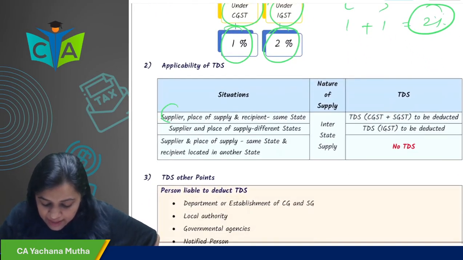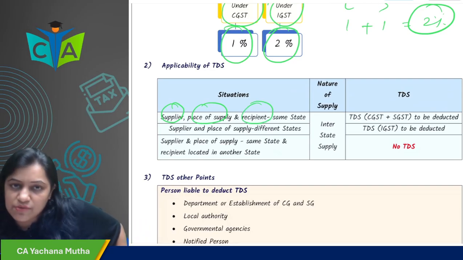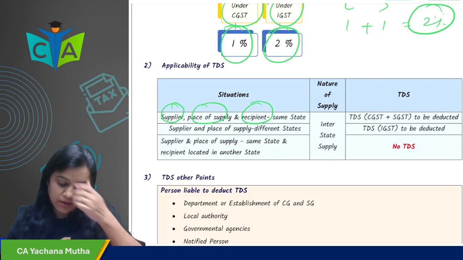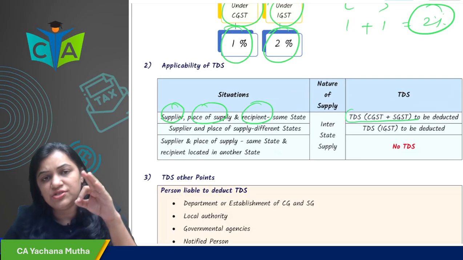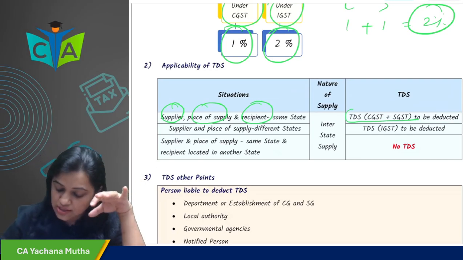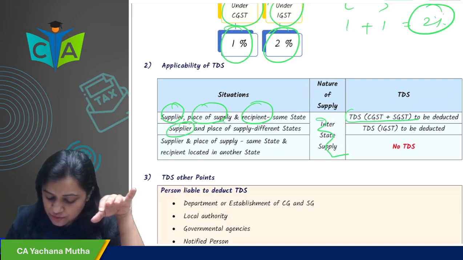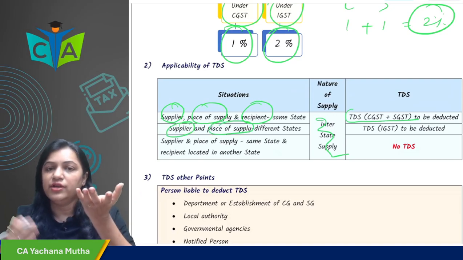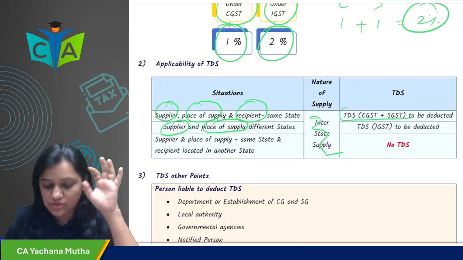Now if the supplier, place of supply and recipient are all in the same state, LOS, LOR, POS, everything in the same state, then which TDS is to be deducted? CGST and SGST are to be deducted. If the supplier LOS and POS are in different states, in that case IGST is to be deducted.